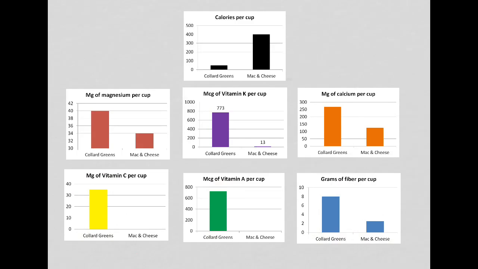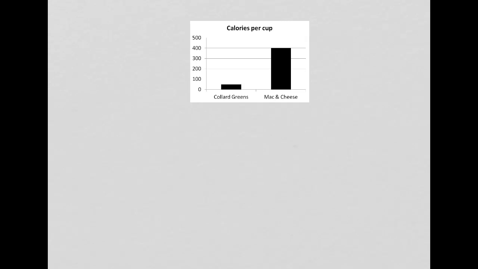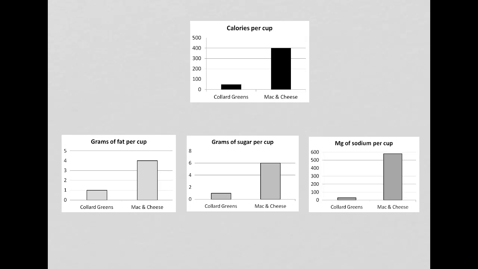A lot of the food we eat has lots of calories and very few nutrients. That's why we call it empty calories. Don't deprive your body of these nutrients. So what does mac and cheese have in it if it doesn't have nutrients? Mac and cheese has lots of fat, sugar, and sodium. So in sum, mac and cheese has lots of calories, fat, sugar, and salt, while collards have very few calories, very little fat, sugar, and salt, but lots of nutrients. Which one should you eat?